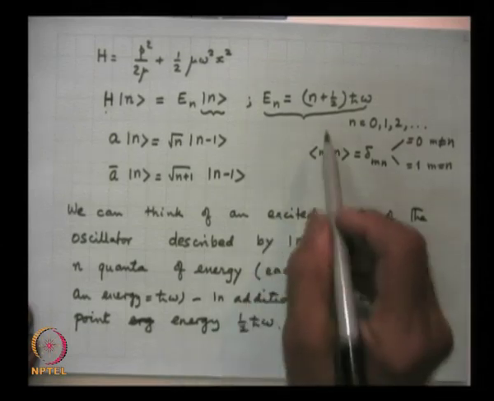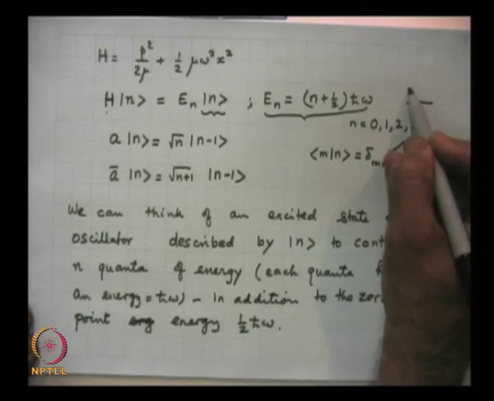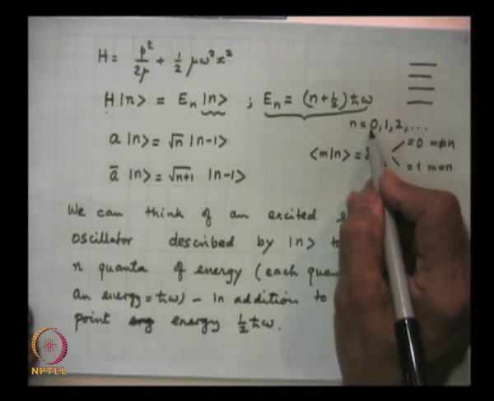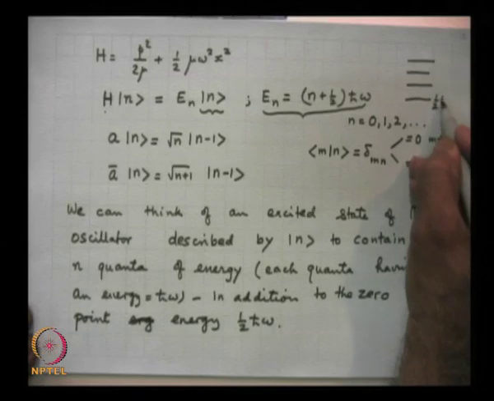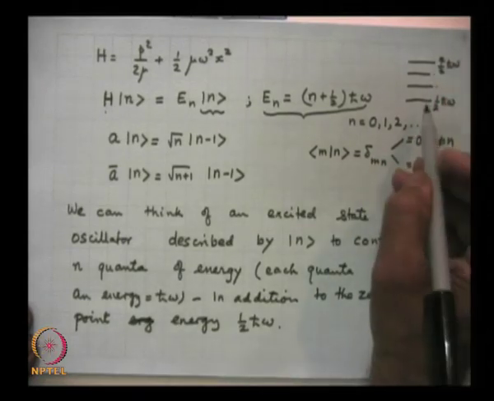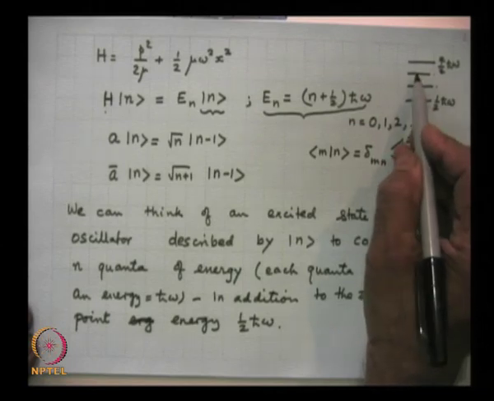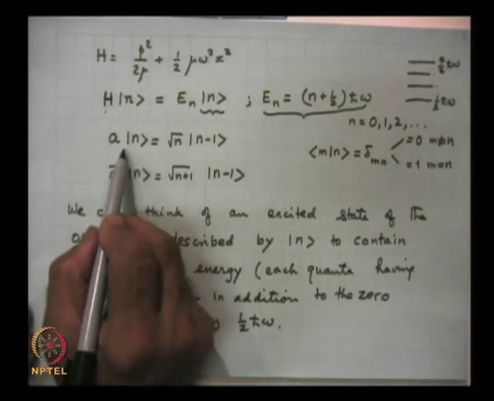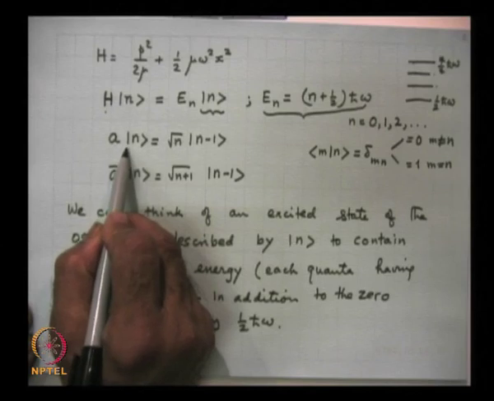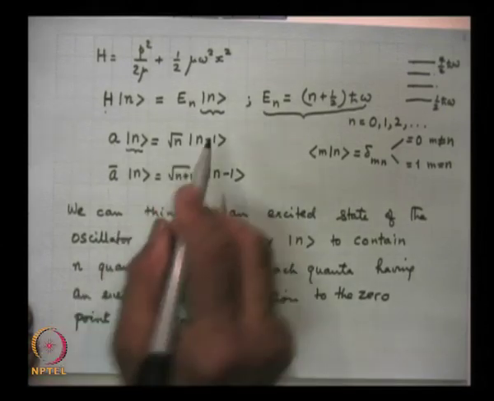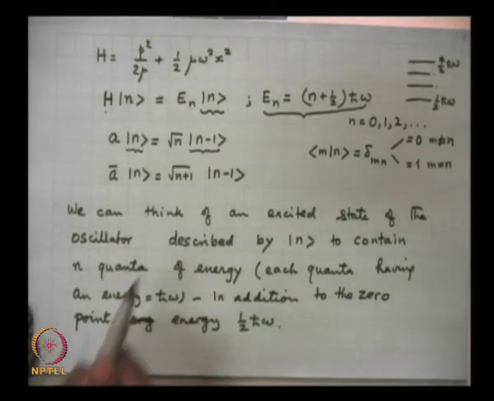You see, each state of this harmonic oscillator, the ground state corresponds to n equal to 0 or no quanta. This has the 0 point energy half h cross omega, this is 3 by 2 h cross omega, 5 by 2 h cross omega, and then 7 by 2 h cross omega. So, this has 1 quanta of energy h cross omega, this has 2 quanta of energy, 3 quanta of energy. And so, therefore, A operating on the state described by the ket n transforms it to a state n minus 1.